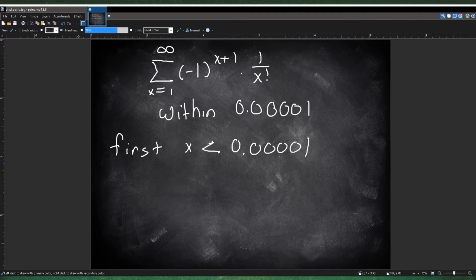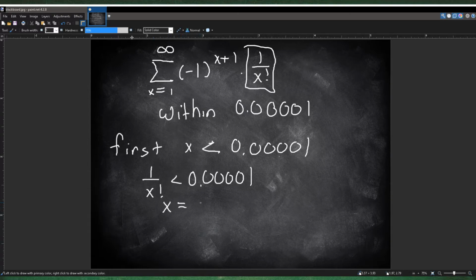So it has to be less than this number. All you have to do is check this: 1 over x factorial is less than 0.00001. And if you use the calculator, the first time that ever happens is when x is equal to 9. It's not going to be a decimal; you have to use whole numbers, like 1, 2, 3, 4, 5, 6, 7, 8, 9, 10, 11, 12, etc. So the first time it happens is when x is equal to 9.